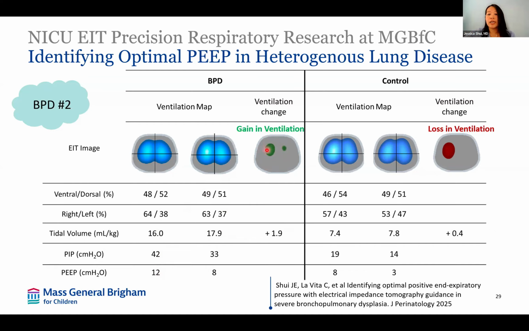And this is an example of a case series of controls with intubated children, infants without lung disease, just to show what it would look like by dropping the PEEP by roughly the same amount, about 4 centimeters of water, and how much more compliant infants' lungs should be. You would see loss in ventilation, represented here in red, but you can see how diseased our BPD patient's lungs were.